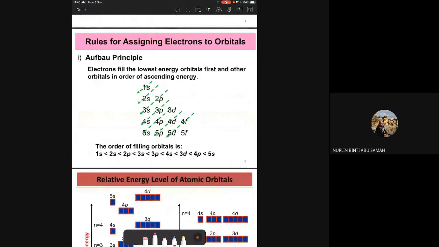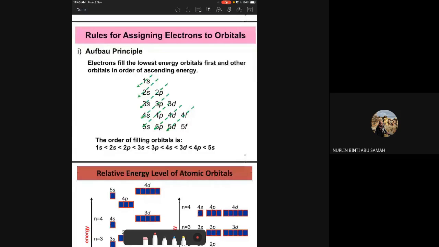Okay, so now we go for the rules of assigning electrons to orbital. So the first one is the Aufbau principle. Okay, what is actually Aufbau principle? This principle explain to you that you need to fill the energy or the orbital from the lowest energy to a higher energy. Okay, so in this case, the order of filling orbital is 1s2, 2s2, 2p, lepas tu 3s, 3p, 4s, 3d, 4p. Yang ni semua kamu kena hafal.